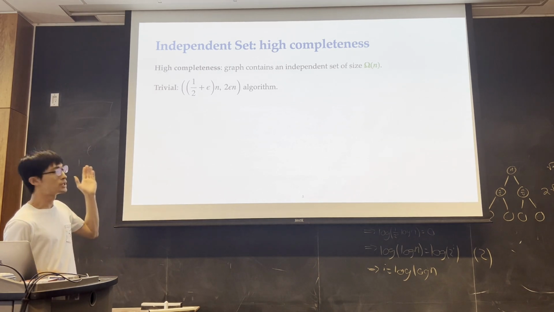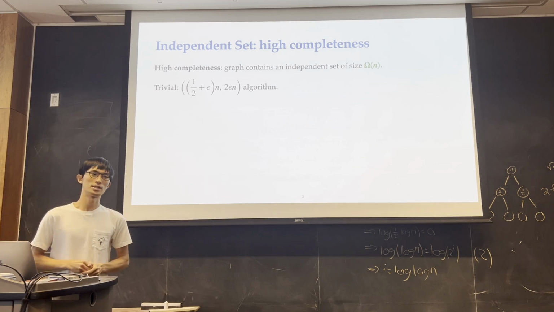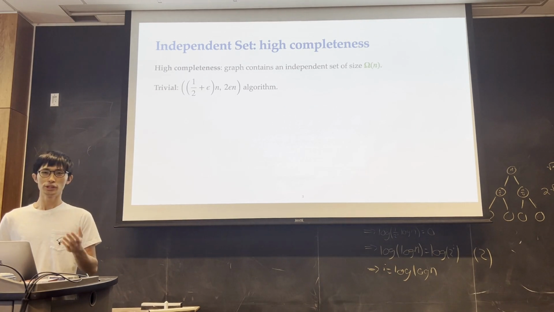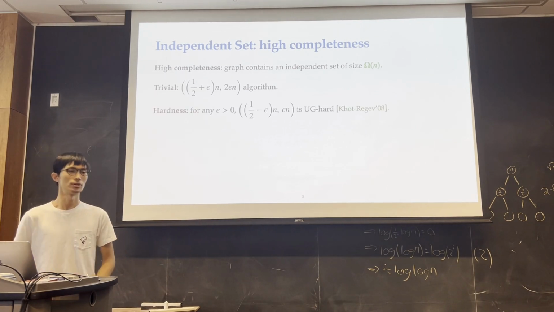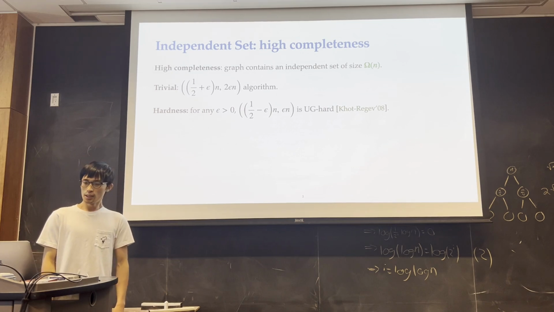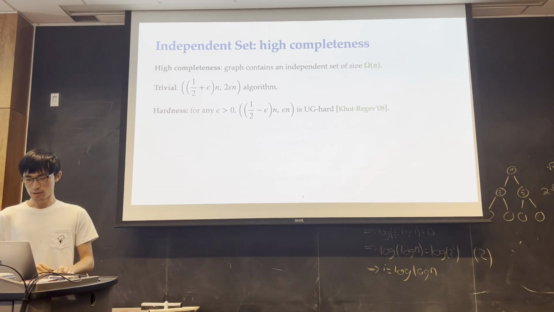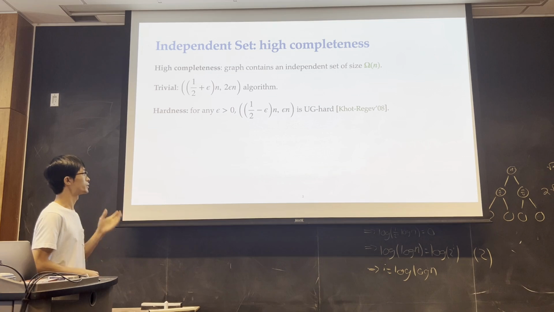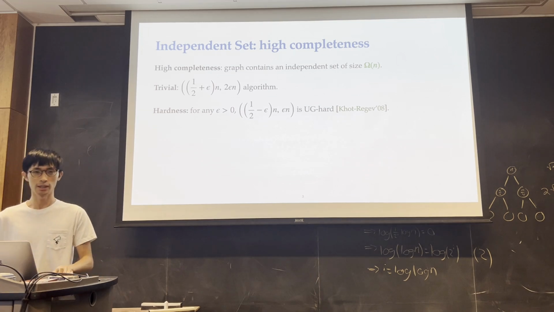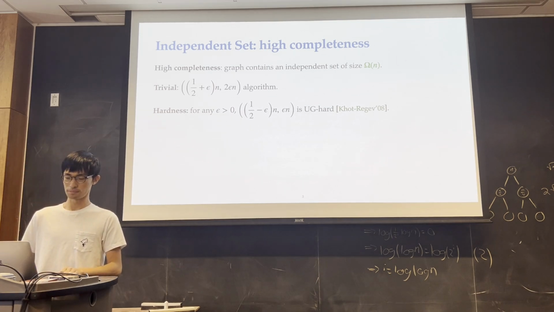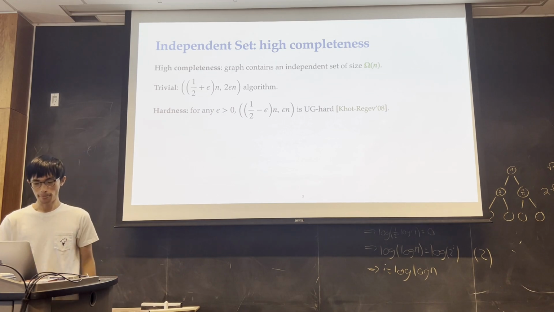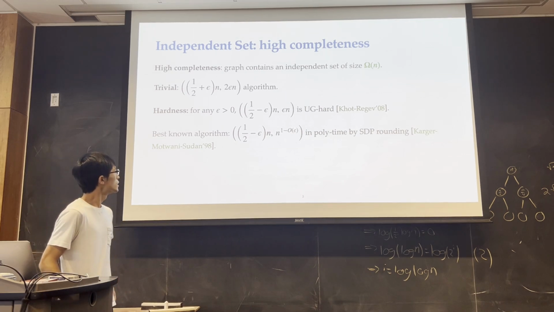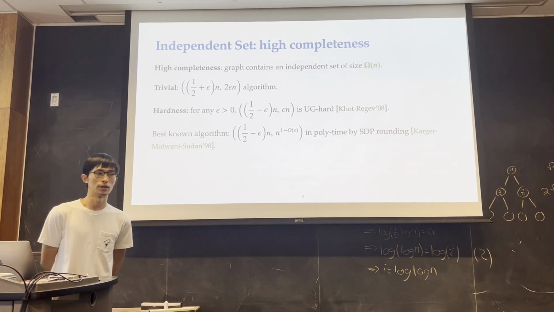But what about below half? If you're only guaranteed an independent set below half times n. Well, unfortunately, in this case, we have a hardness result. Assuming the unique games conjecture, it's hard to find any linear sized independent set, even if you're given a graph that contains half minus epsilon times n. And the best known algorithm in this case gets n to the 1 minus O of epsilon.